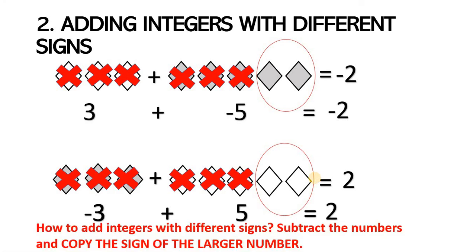So to summarize, how to add integers with different signs, subtract the numbers, and then copy the sign of the larger number. Lagi yan. Okay? Kapag nag-a-add tayo ng integers with different signs, yun lang yung ating rules. Okay? Subtract the numbers and copy the sign of the larger number.